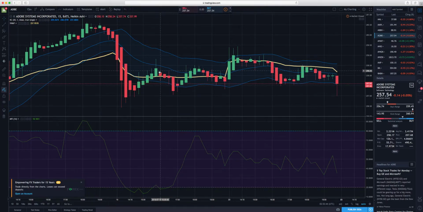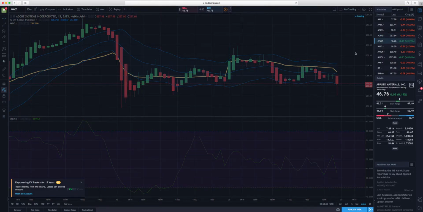But we could have held on to this one and taken profits really anywhere over here, especially around here on the next trading day. But yeah, looking for this nice little jump in price right here would have been a nice option play. AMAT, let's take a look at it.